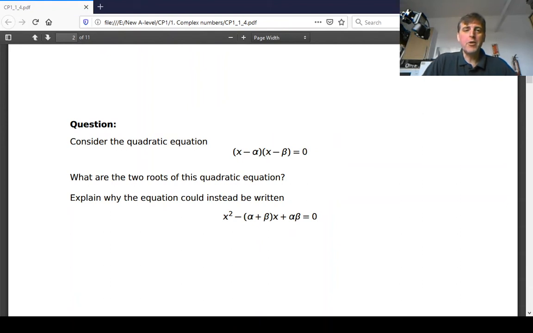So have a look at the question there on the screen. Now I've written a quadratic equation and I've written it in a factorised form because I think that might be easier for us to deal with here. I've put a couple of questions up there for you to think about. Pause the video, have a think about it and restart when you think you've got some answers.